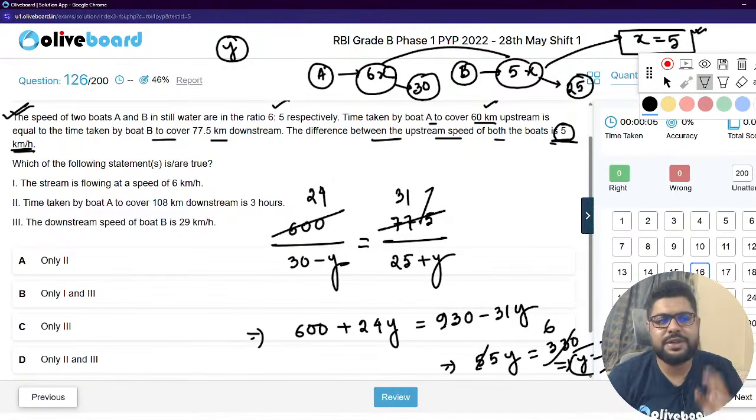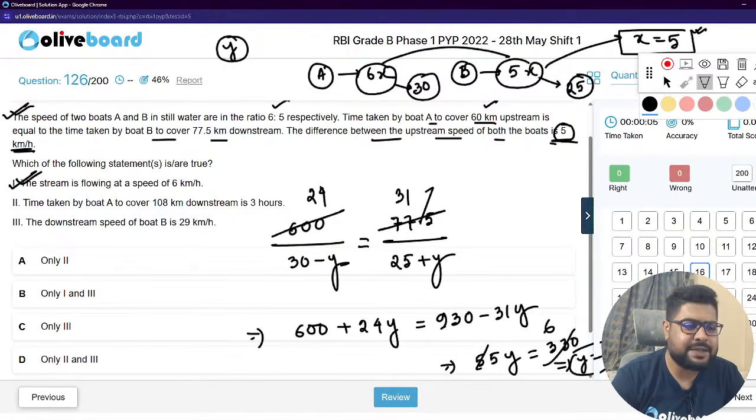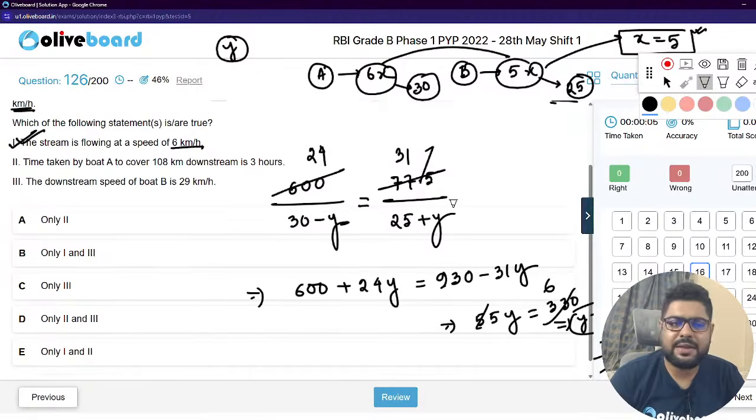So the speed of the stream. They're asking which one is true, sir. The stream is flowing at a speed of 6. Absolutely. So we have got that now. That means, sir, please understand, if statement 1 is correct, then B can be the answer or E can be the answer, nothing else. So I just need to check the other 2-3 statements.